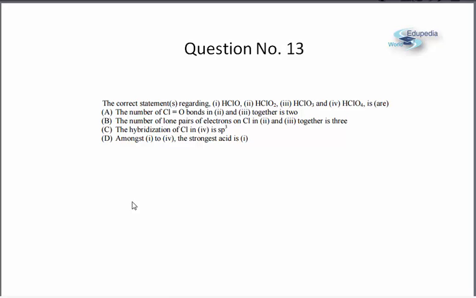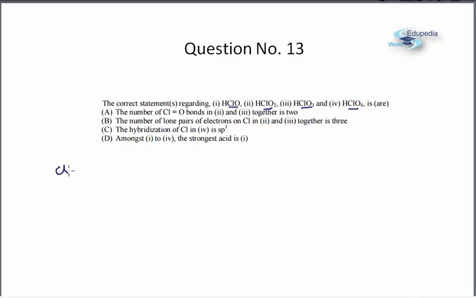Okay students, let's have a look at question number 13. Question number 13 is from chemical bonding. It says that the correct statements regarding HClO, hypochlorous acid, chlorous acid HClO2, chloric acid HClO3 and perchloric acid HClO4 are... It's a more than one correct type of question. So basically, first of all, we need to draw the structure for all the four acids.